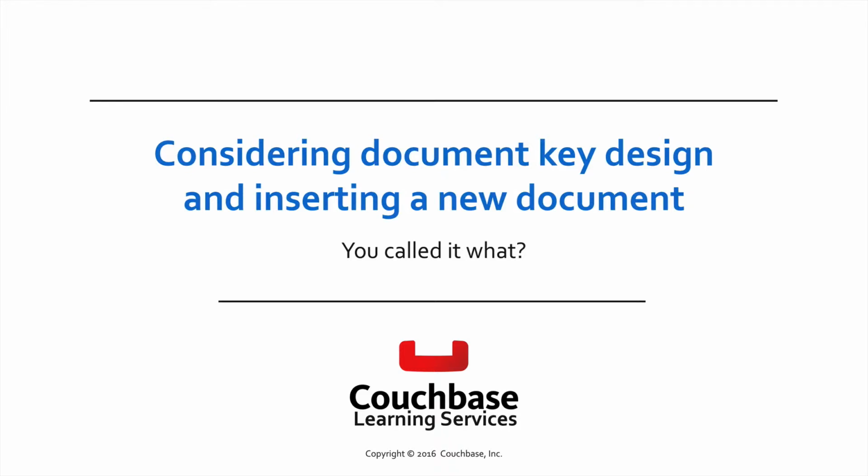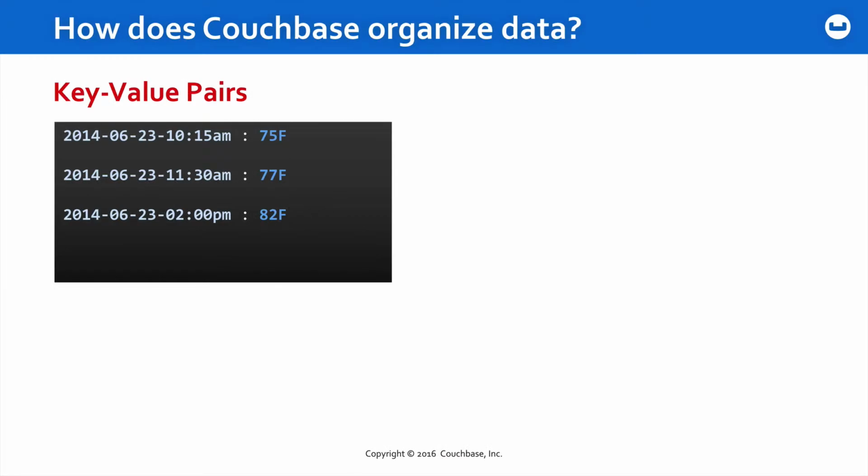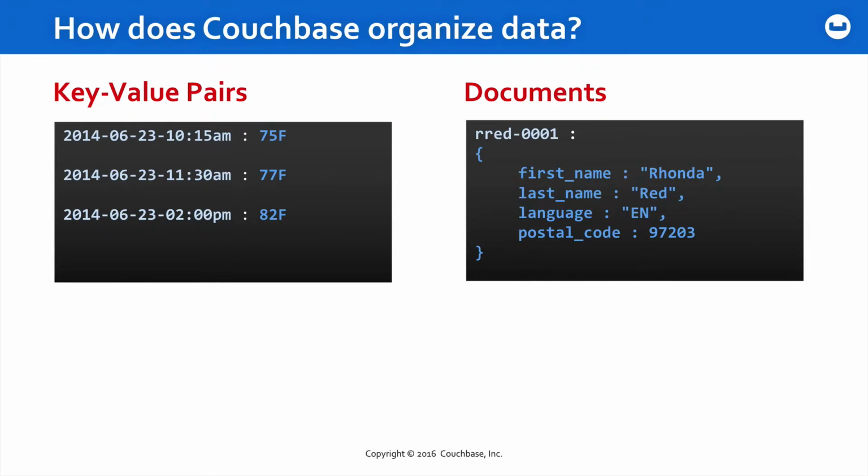In this next lesson, let's take a look at the idea of key design for your documents and also how you go about inserting a new document. Just as a touch of review, you already know that Couchbase stores key value pairs, and those keys could be something arbitrary like a timestamp, and the value could be something as simple as a temperature measurement. More likely, though, you're storing documents where you have some unique key and the value is a JSON document.